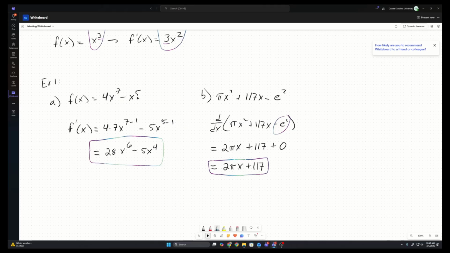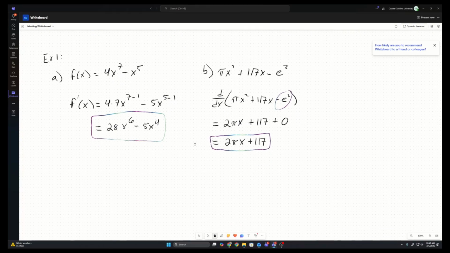So A and B are very similar. A is just a regular polynomial, pretty basic. B is still a regular polynomial with some weird parts to it that kind of throw you off, but it's essentially the same thing. There's really no difference between A versus B.